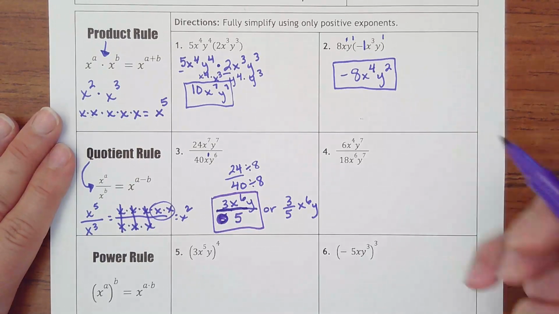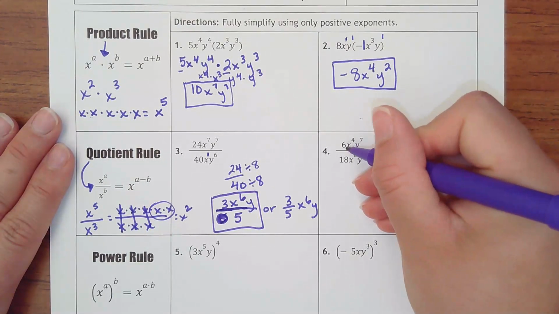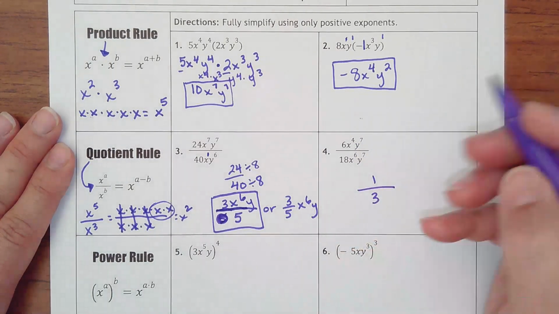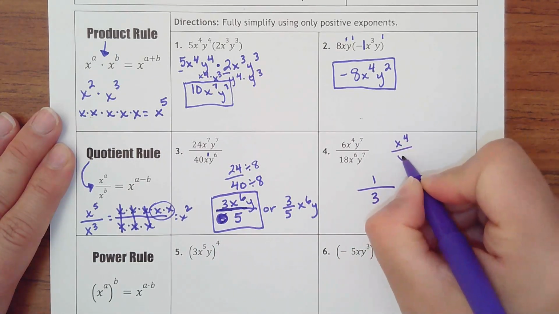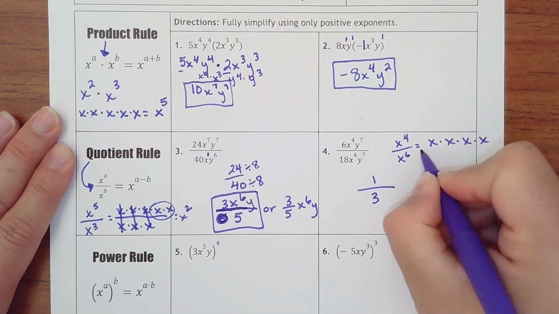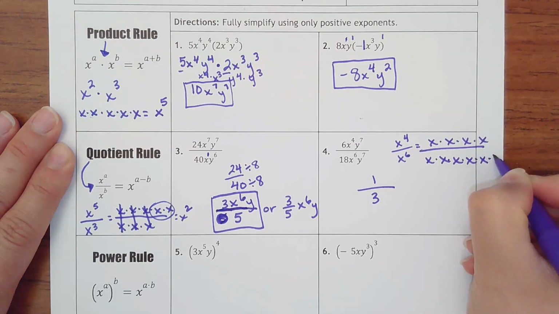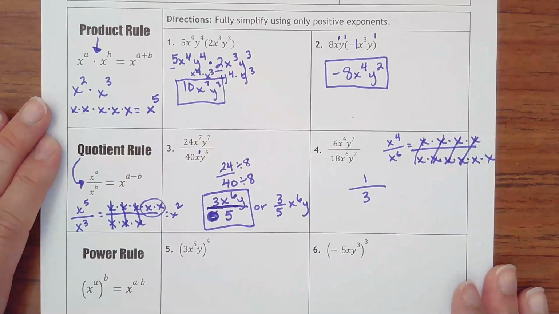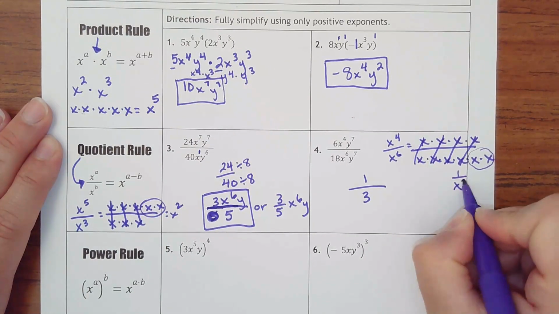All right, number 4, we have 6 over 18. 6/18 reduces to 1/3 because you're dividing by 6. X to the 4th over x to the 6th. I want you to think about what that looks like. That would be 4 x's getting multiplied on top over 6 of them on the bottom. Cancel, cancel, cancel, cancel, because you're dividing a number by itself. Look where the x's are at. It gets 1 over x squared.